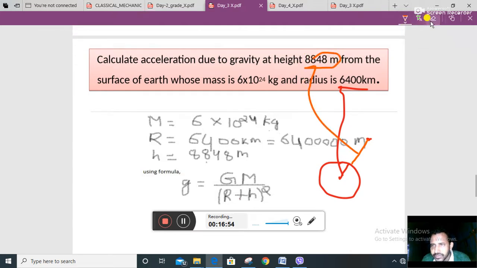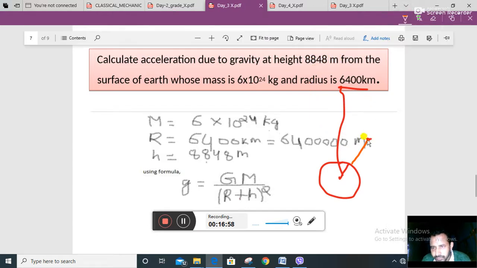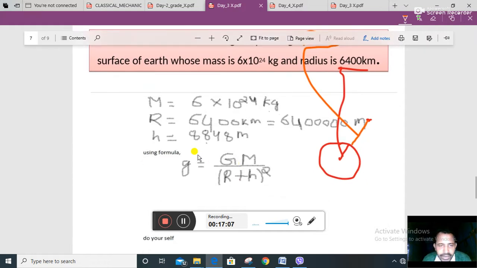Sorry, let me erase a bit. Okay. Now see, this value is given over here. This is the surface of the earth. Now what is the value of g over here? We can write g equals GM. Similarly, I have discussed the same formula above also. g equals GM by (r plus h) whole square.